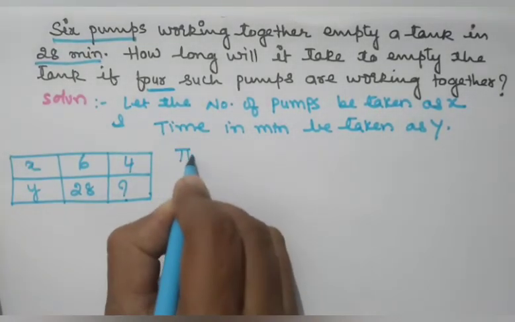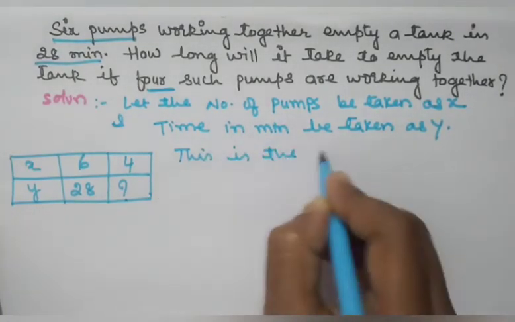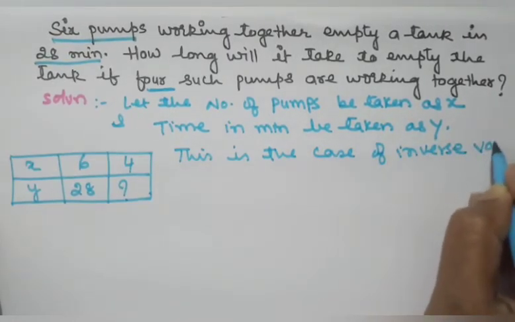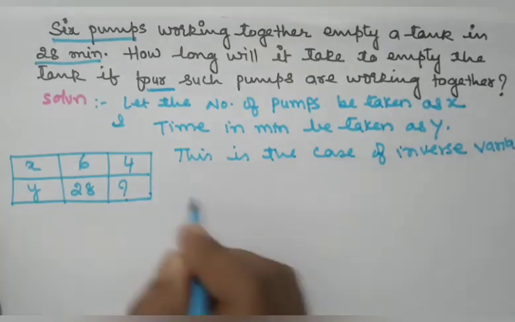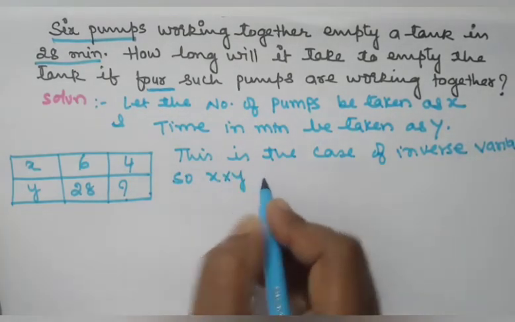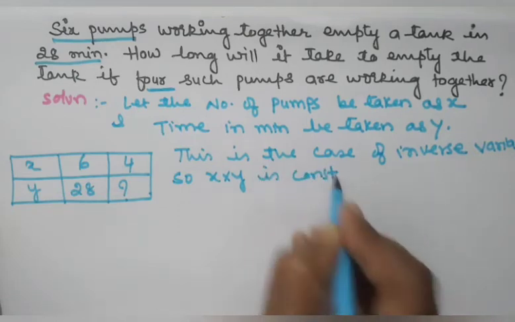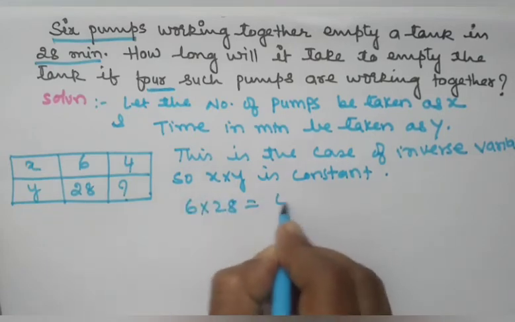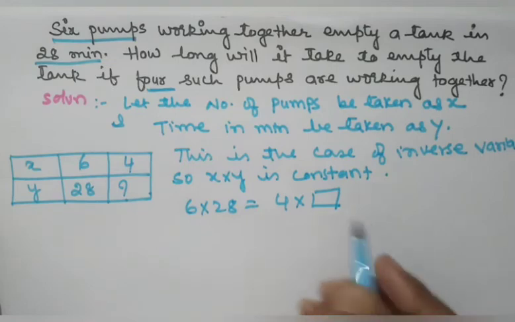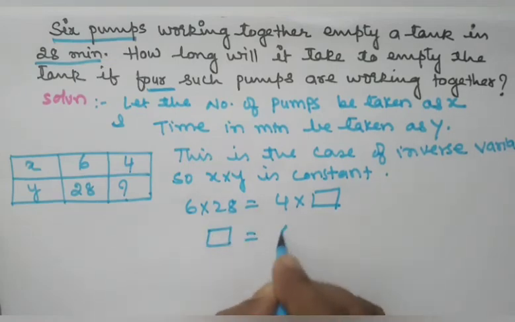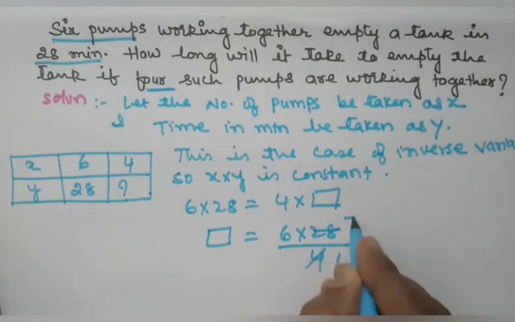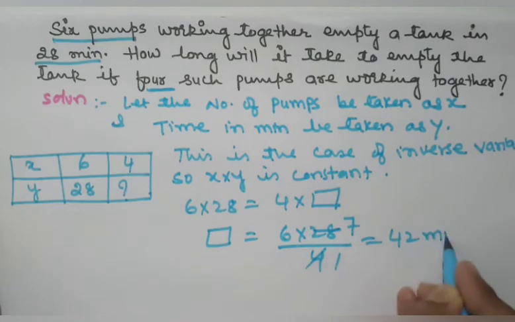You know that this is the case of inverse variation. So your x into y is constant. So what you can write here, 6 into 28 will be equal to 4 into your unknown time. So your unknown number will be equal to 6 into 28 divided by 4. You know that 4 ones are 4 and 4 sevens are 28. 6 sevens are 42. And this will come in minutes because your y is in minutes.